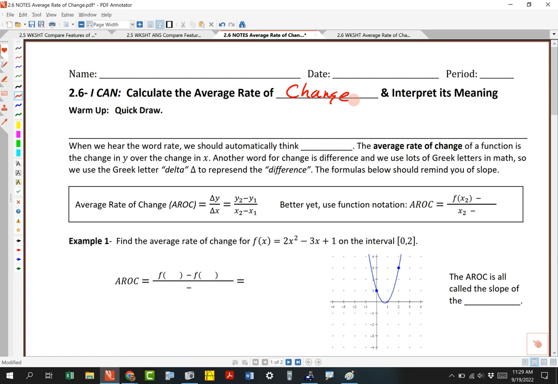So, thank you very much. Okay, rates and interpreting their meaning are about half of what calculus is. So again, we're going to do the quick draw at the end to make sure everybody's getting used to this.